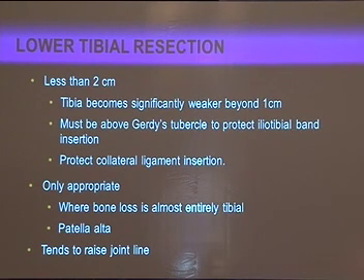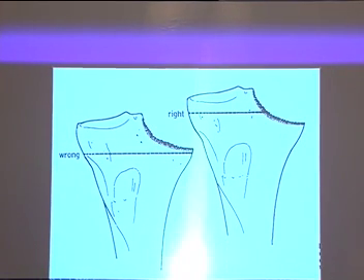It's only appropriate when the bone loss is almost entirely tibial and the patient has patella alta. The drawback is it tends to raise the joint line. Now, this is a diagrammatic representation of a tibial bone loss. I think it's wrong to do a resection right up to that level. The idea is to take a resection halfway and then build it up with augments on this side.